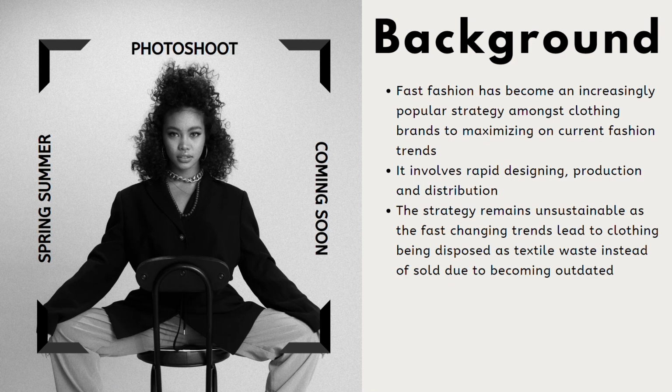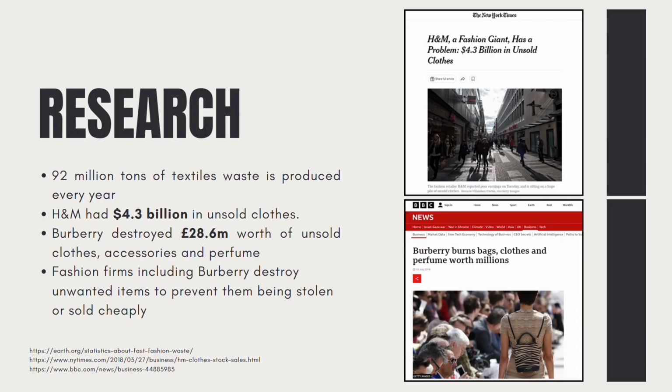This strategy is unsustainable as the fast-changing trends lead to clothing being disposed as textile waste instead of being sold due to becoming outdated. Further research has led us to the discovery that 92 million tons of textile waste is produced every year. For example, H&M had $4.3 billion in unsold clothing. Burberry destroyed 28.6 million pounds worth of unsold clothes, accessories, and perfumes. Fashion firms including Burberry destroy unwanted items to prevent them from being stolen or sold cheaply.